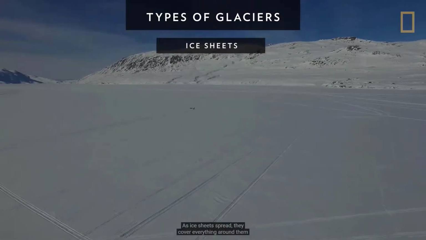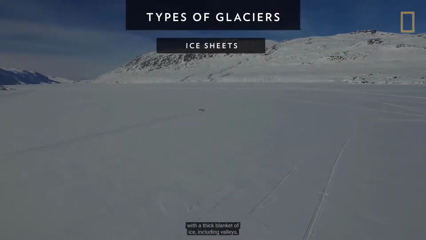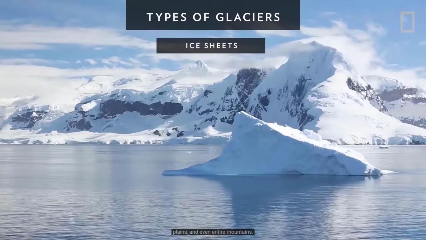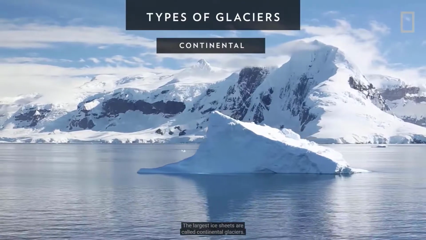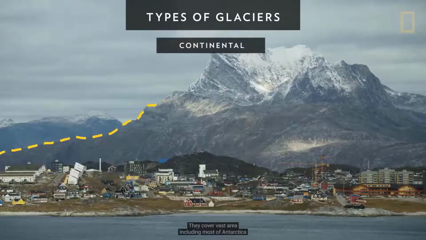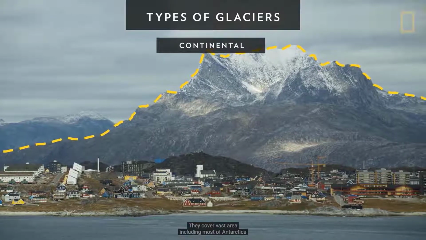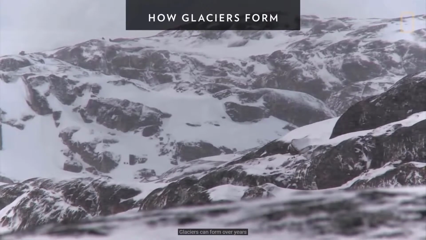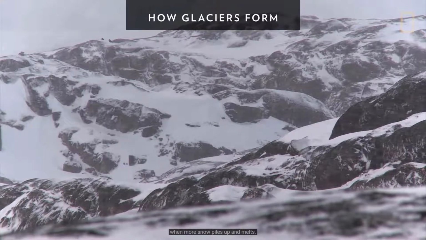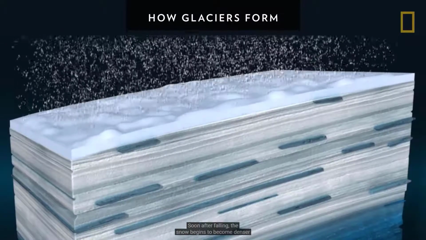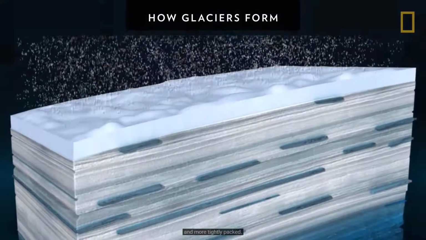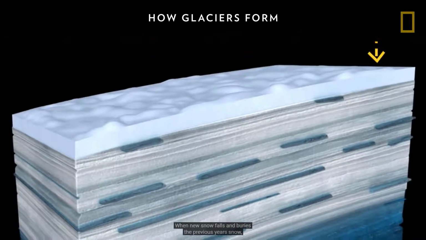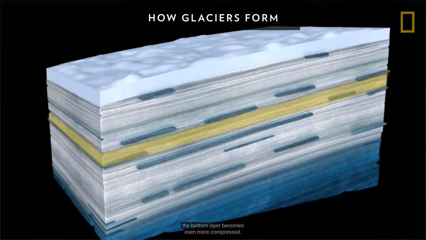As ice sheets spread, they cover everything around them with a thick blanket of ice, including valleys, plains, and even entire mountains. The largest ice sheets are called continental glaciers. They cover vast areas, including most of Antarctica and the island of Greenland. Glaciers can form over years when more snow piles up than melts. Soon after falling, the snow begins to become denser and more tightly packed. When new snow falls and buries the previous year's snow, the bottom layer becomes even more compressed.